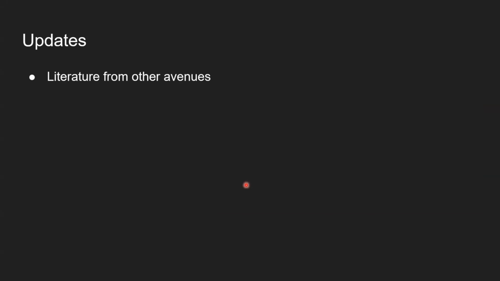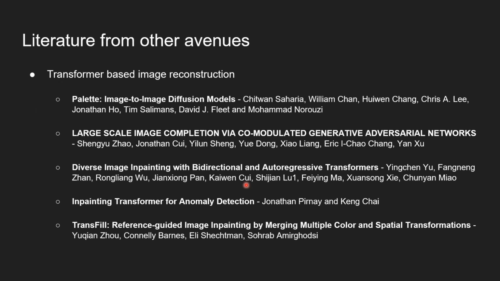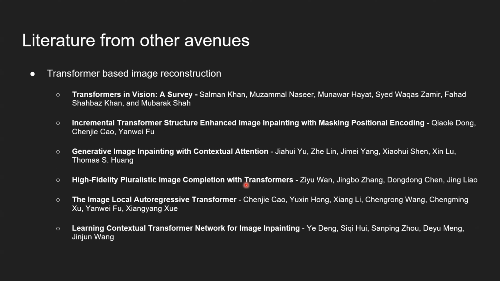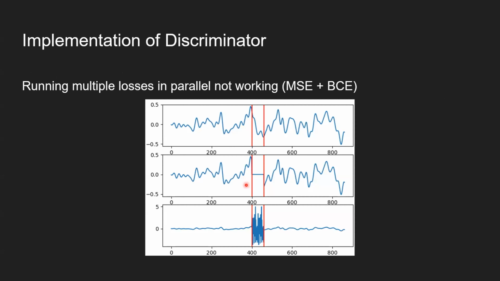Coming to the updates of this checkpoint, we did a literature survey from other avenues, audio reconstruction, image inpainting and so on. We implemented a discriminator, and we also developed a new model architecture, which we'll present today. So I have kept these references here. These are the papers we tried. We developed multiple architectures using them, but that was not useful. But we have kept them because there's some great interesting work here. But I'm skipping this in the interest of time.